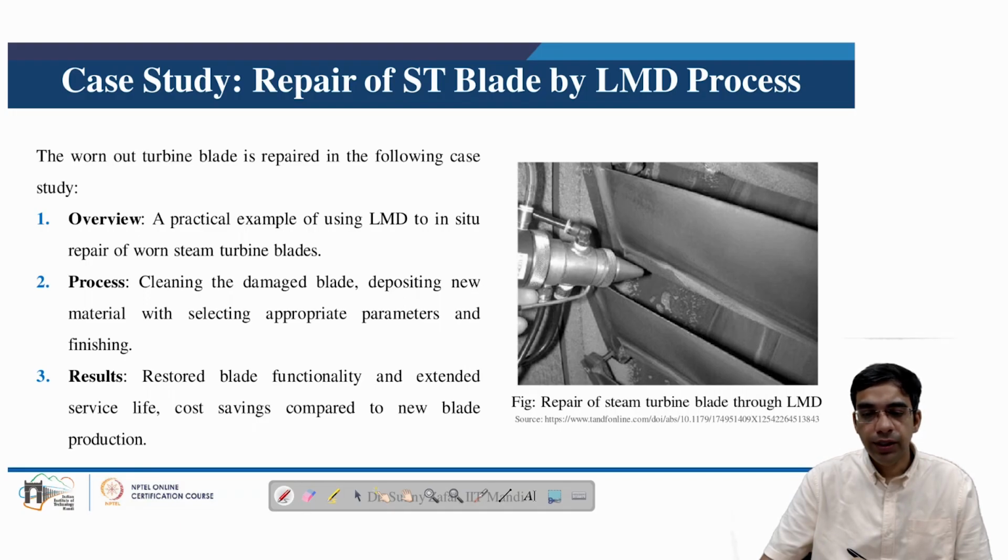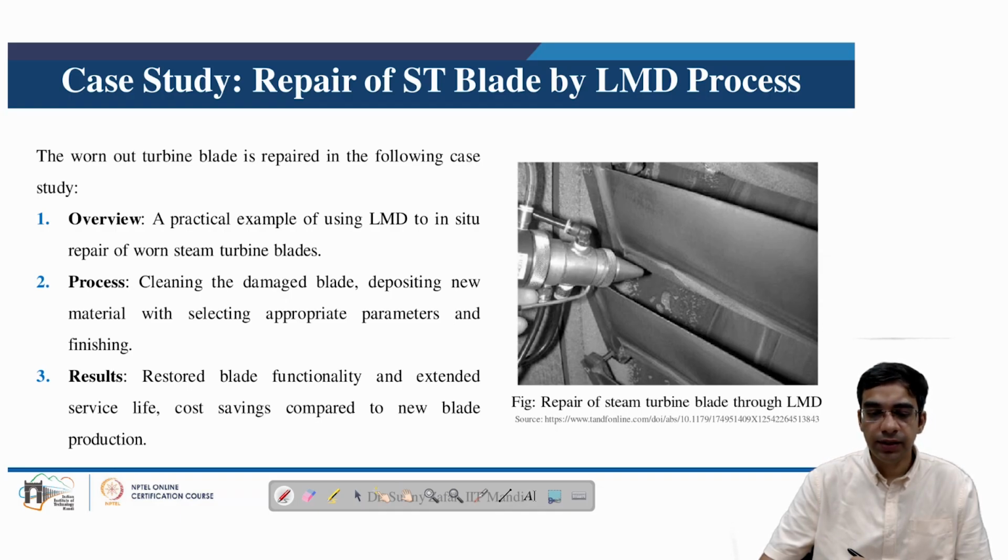Now we look at how the LMD process is utilized for repairing a steam turbine blade. A worn out blade here is repaired in the following way. A practical example of LMD is demonstrated for in situ repair of the worn steam turbine blade. In situ means the steam turbine blade is not removed from the turbine assembly. Rather, the repair process is carried out while the blade is attached to the turbine assembly. This reduces the downtime and also reduces the overall cost of repairing, because if we remove the blade, there will be costs associated with reassembly of the blade and so on.